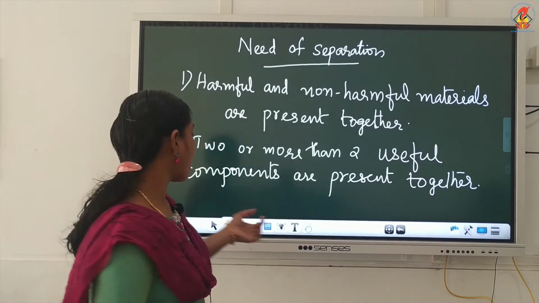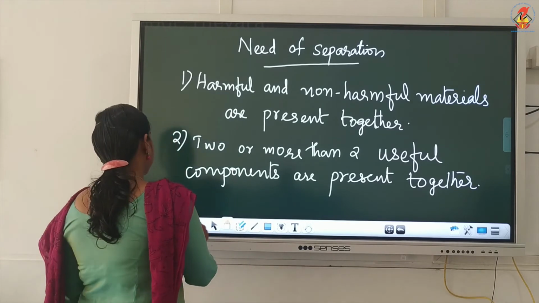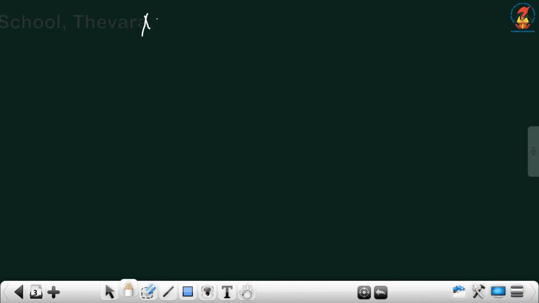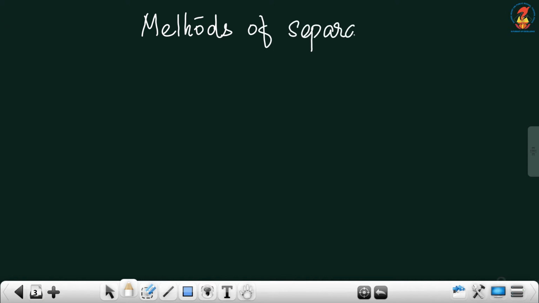Right? Now, we can see different separation techniques one by one. Methods of separation. First method is hand picking.